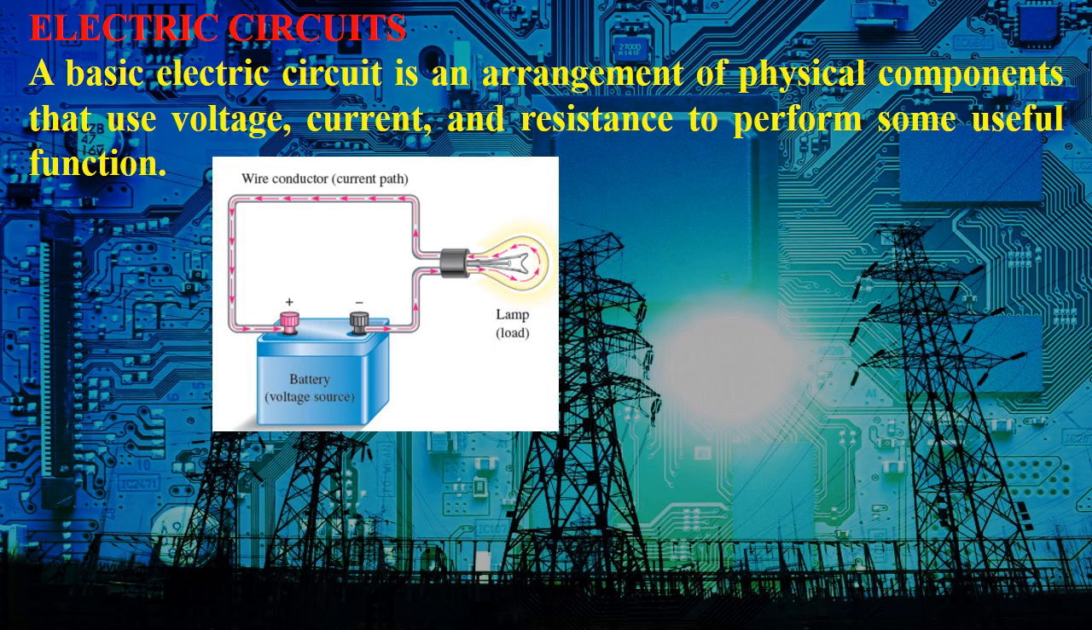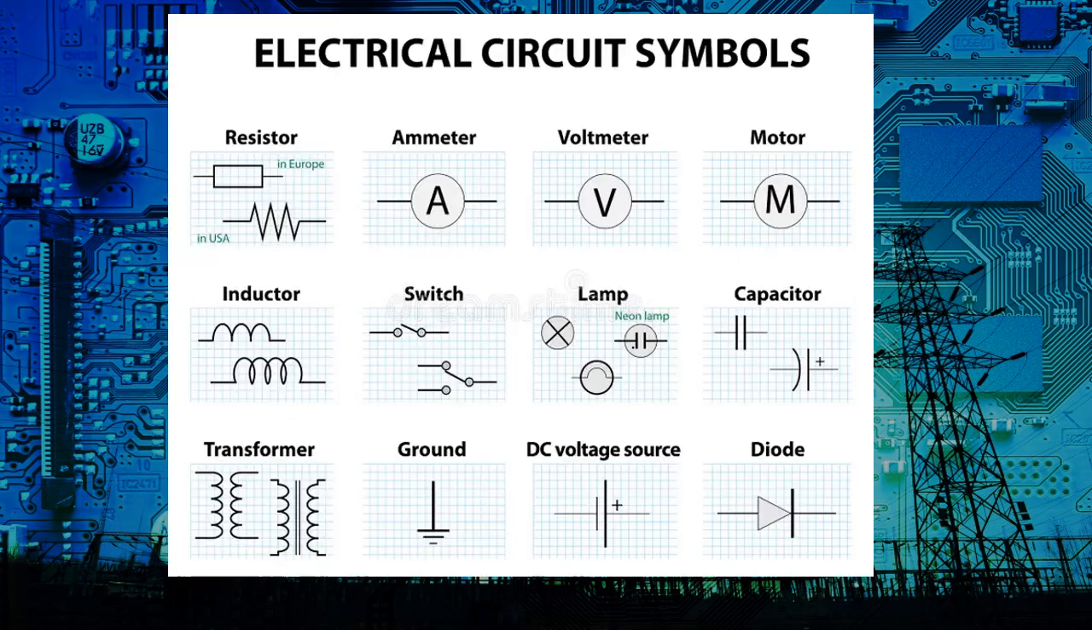Okay, now let's look at the electric circuit. A basic electric circuit is an arrangement of physical components that uses voltage, current, and resistance to perform some useful function. So this is a basic electrical circuit. We must have a load, we must have a source of power, and we must have a conductive path where the current will flow from the source to the load.